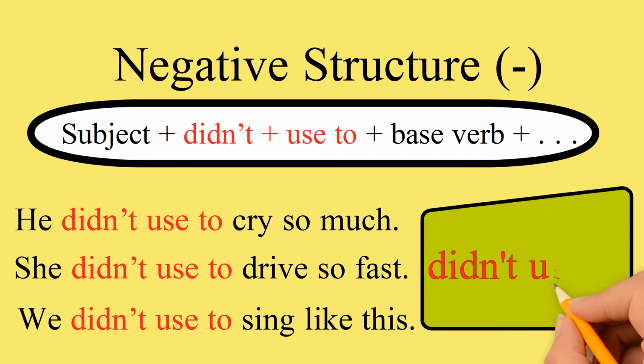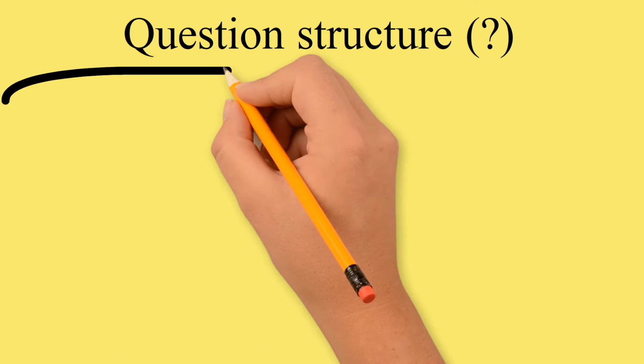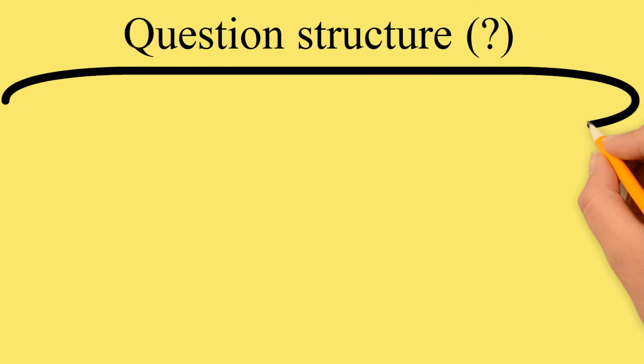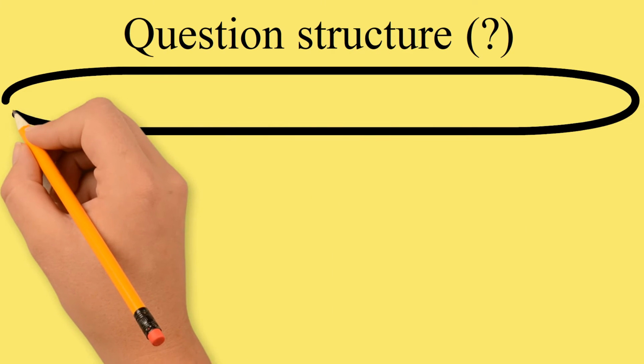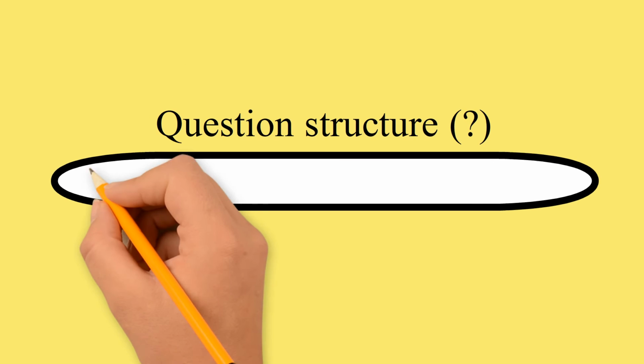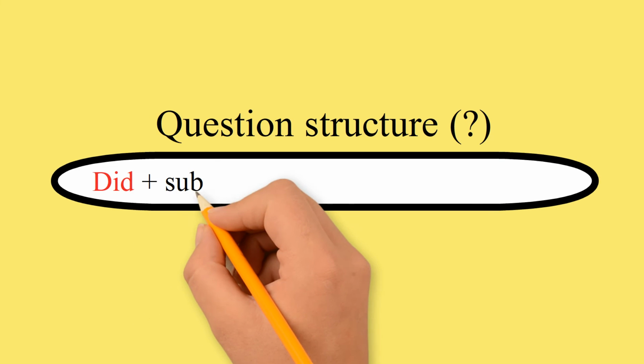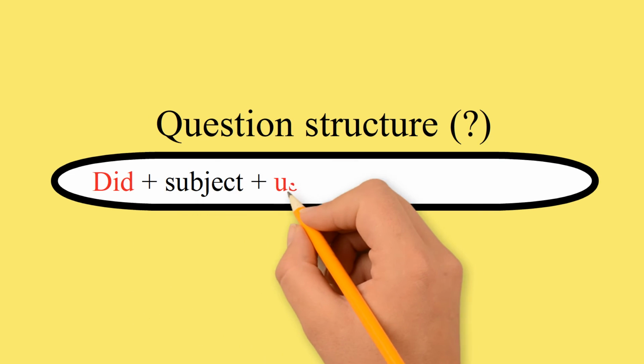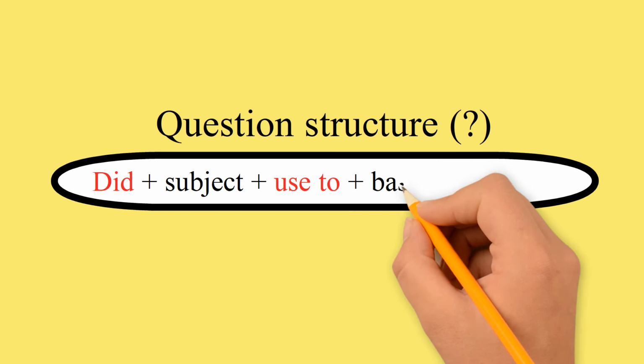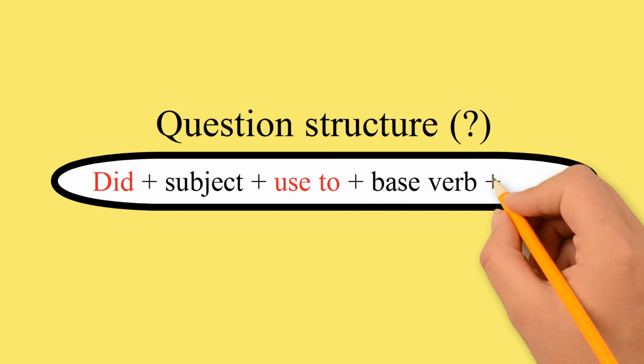Used to in a question structure. It is possible to use used to in a question if we want to know if someone has always had the habit they have now. And in this case, we have to follow the same spelling of use to without the D at the end. Did plus subject plus use to plus base verb.